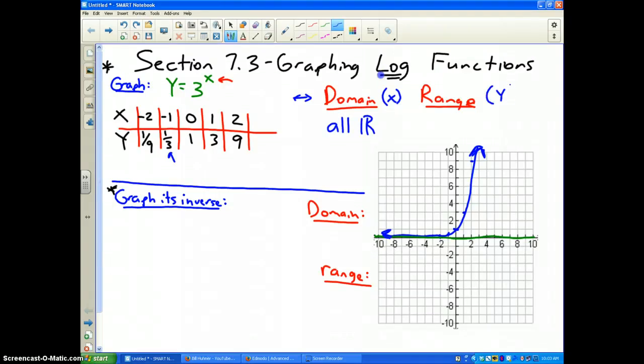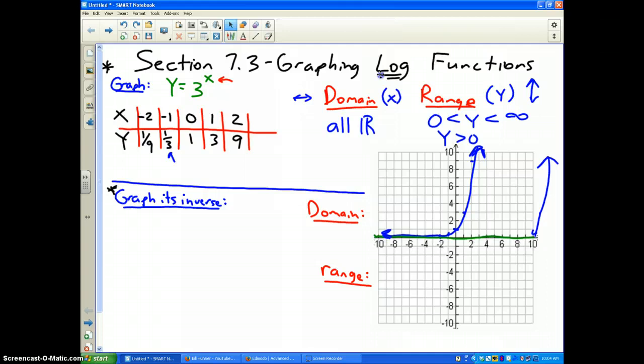The range is the y values. That's how far up and down the graph goes. Well, the graph can't get any lower than that asymptote. And it doesn't touch that asymptote, so that means all my y values have to be bigger than 0, because it can't be 0, and then it goes up forever. So you could write it one of two ways. Either 0 is less than y, which is less than infinity, or the easier way would just be to write it y is greater than 0. And there is your graph of your exponential function.